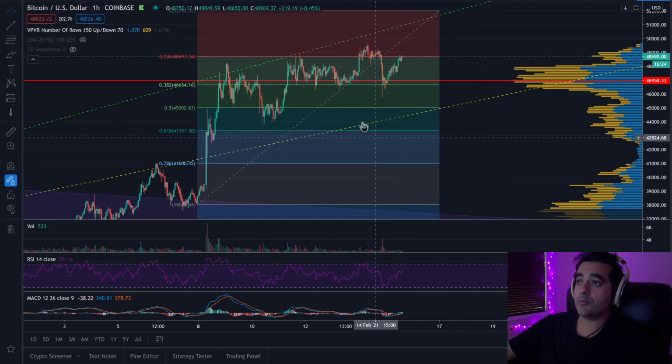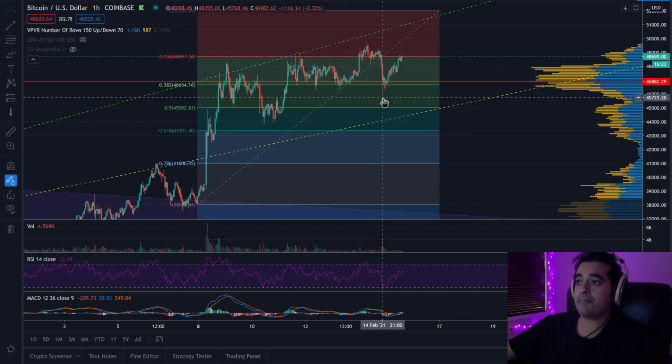Now with Bitcoin, we saw a drop. Okay, now that Bitcoin drop went back down to 45,700 about, or 45,800. And we recovered from there pretty quickly. We came back up half the candle and then started moving our way back up to the red line here, which is the 48,000 level.